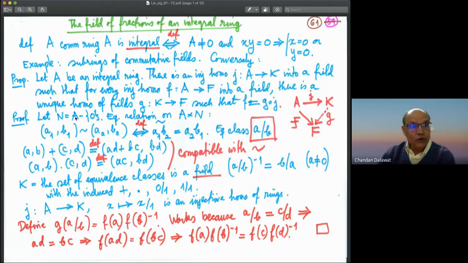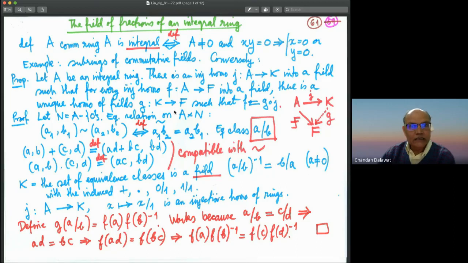And it's actually a monoid because the ring A is integral, which just means that it contains the product of any two elements it contains. And on the set A cross N, we define an equivalence relation. So a pair A1, B1 is going to be equivalent to a pair A2, B2 if A1 B2 is equal to A2 B1.